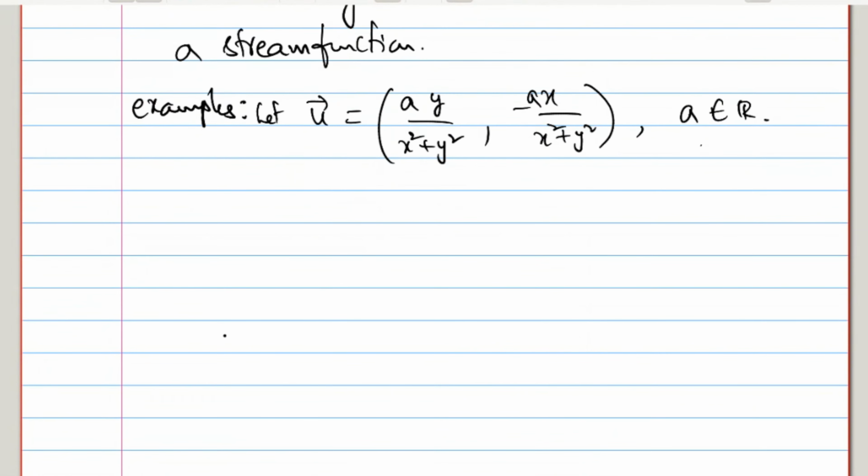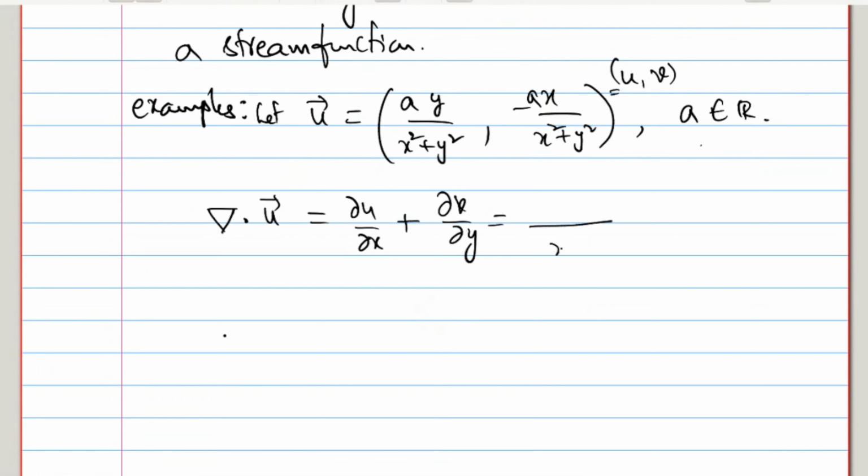Given this, first of all you can check whether del dot u equals 0 or not. What is del dot u? This is your u, and this is your v. So ∂u/∂x plus ∂v/∂y. What is ∂u/∂x? You just do the differentiation.